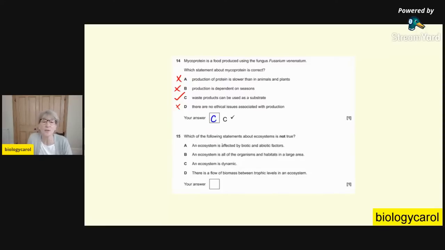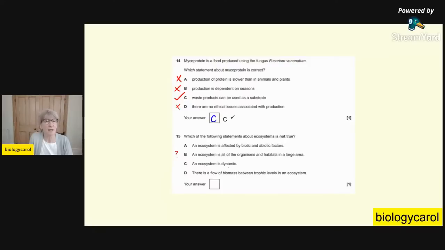Which of the following statements about ecosystems is not true? Right, so let's go through these. An ecosystem is affected by biotic and abiotic factors. That is true, therefore it's not the answer. An ecosystem is all of the organisms and habitats in a large area. It's not necessarily in a large area. It can be in a small area. You can have a small ecosystem.